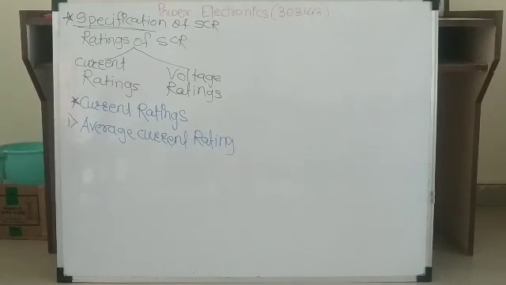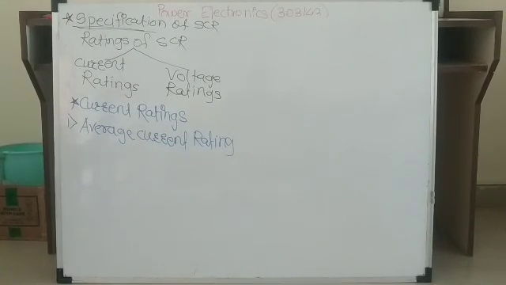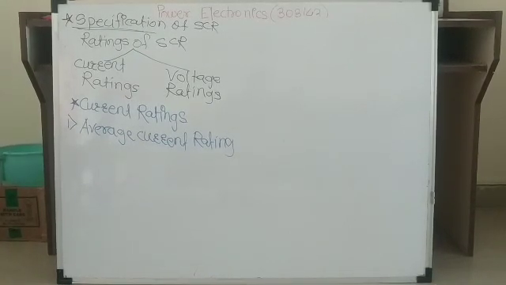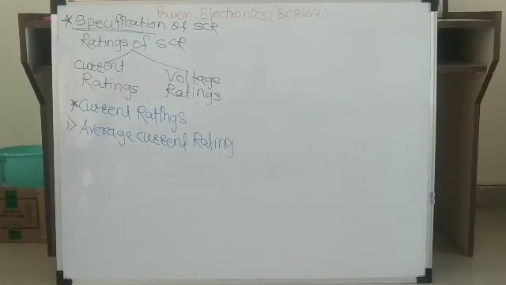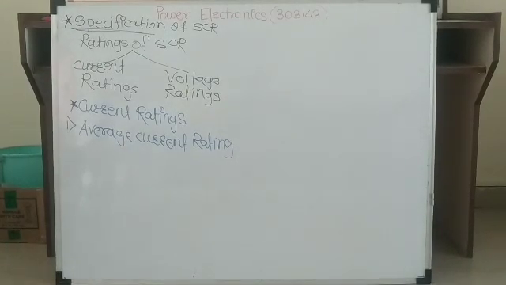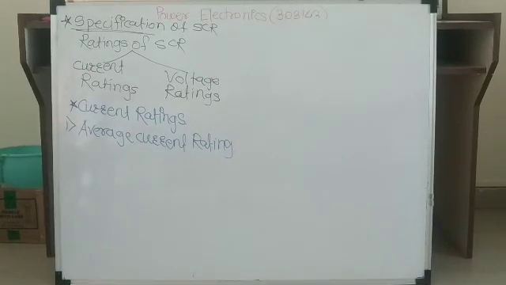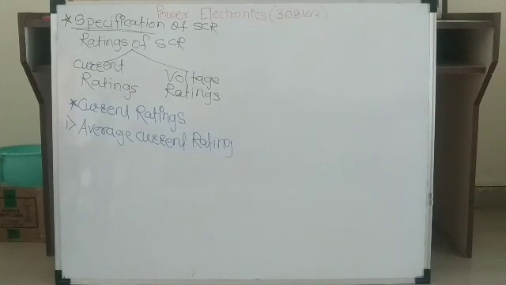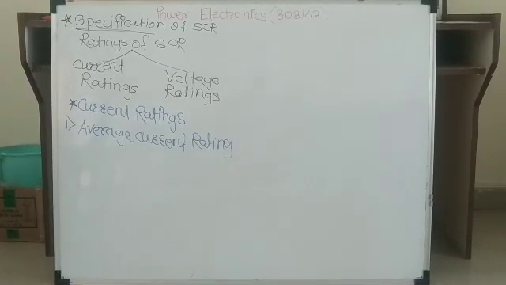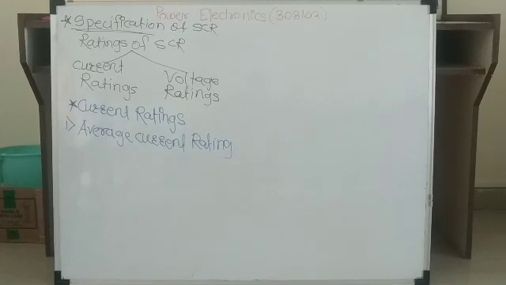Conduction angle means we learn two types of angle, that is firing angle and conduction angle. Out of that, conduction angle is nothing but the angle at which the SCR remains in the on state. Then the shape of the current may be a sine wave, a rectangular shape, etc., which are the types of shape of the current waveform. Your average current rating depends on these three values.